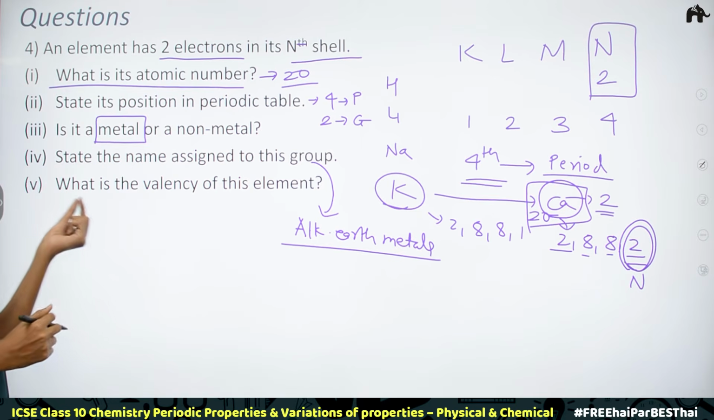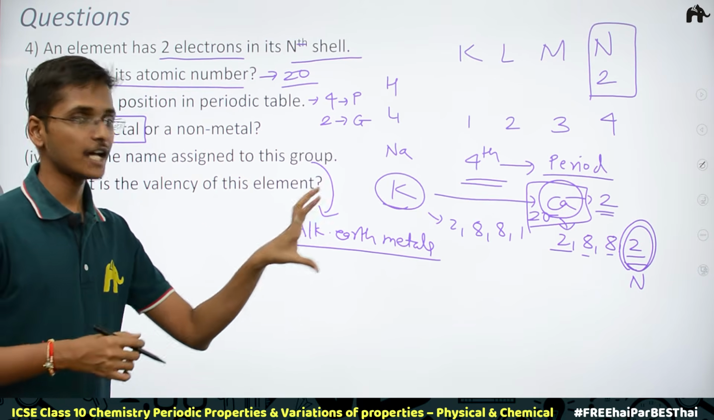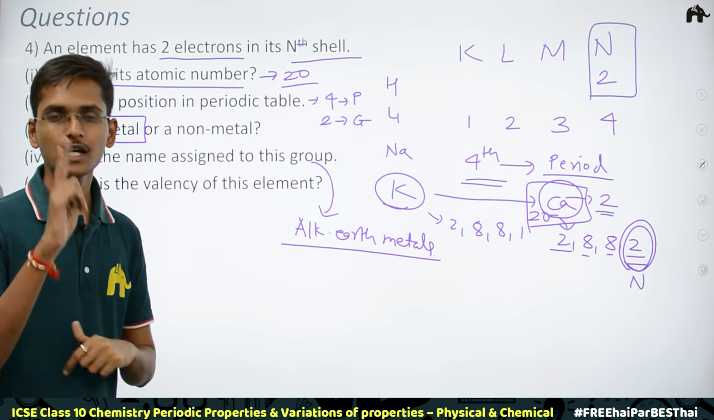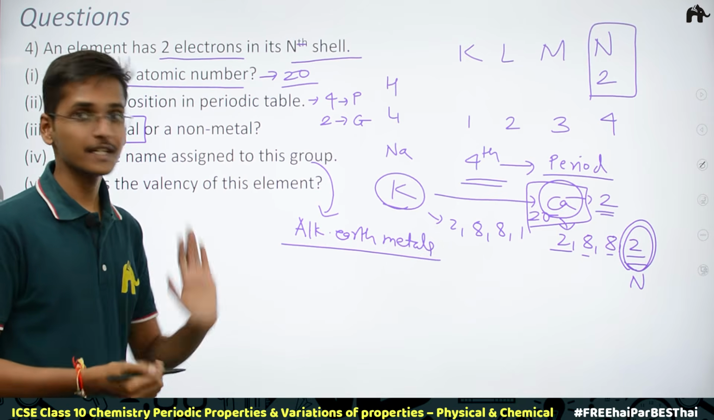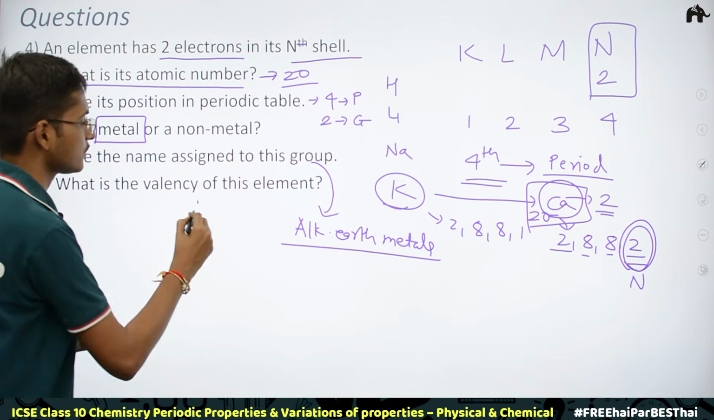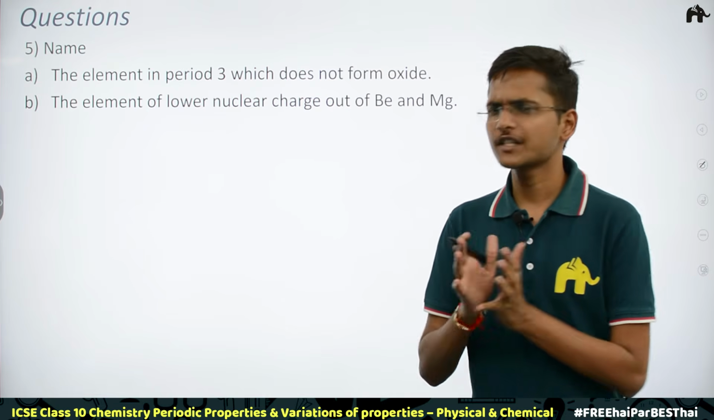And then next is, what is the valency of this element? Very, very simple. The last shell has 2 electrons, which means the valence electrons are how many? 2. So valency would be equal to the number of valence electrons, in this case according to our trick. Therefore, valency is equal to the number of valence electrons, which means valency is 2. Moving to the next question.